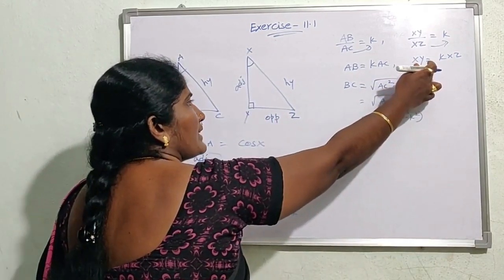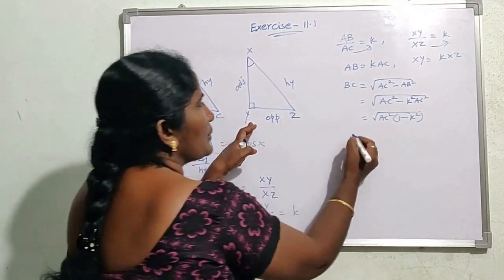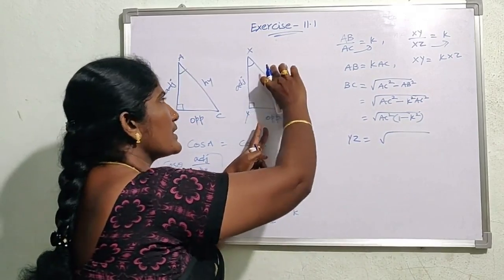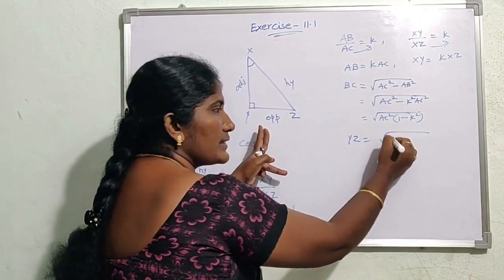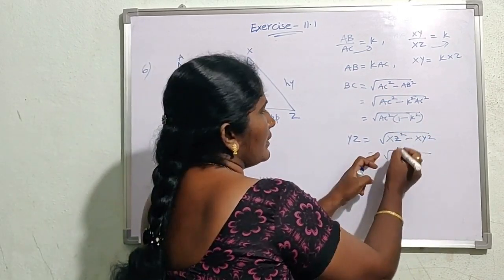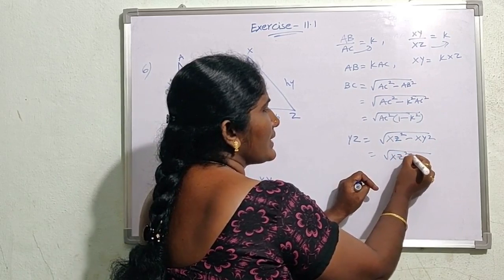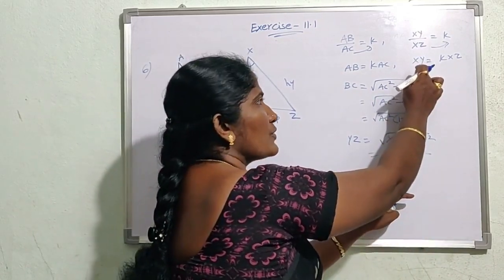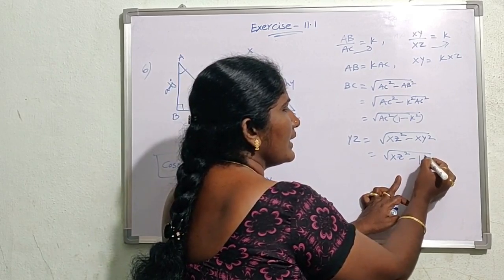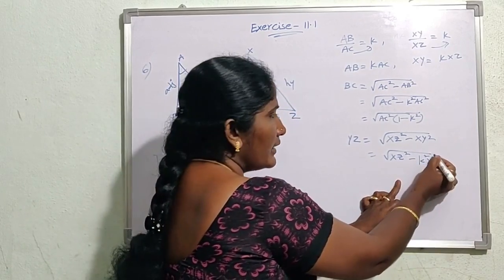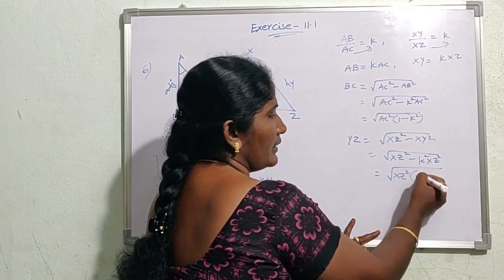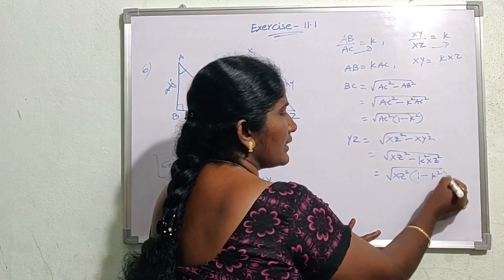Same from triangle XYZ. Here YZ is equal to, side is equal to root of hypotenuse square minus side square. Hypotenuse is XZ and the other side is XY, which is equal to root of XZ square minus XY square, where XY is equal to KXZ. Substitute the value KXZ. So K square, XZ square, which is equal to root of, take XZ square common, then 1 minus K square.